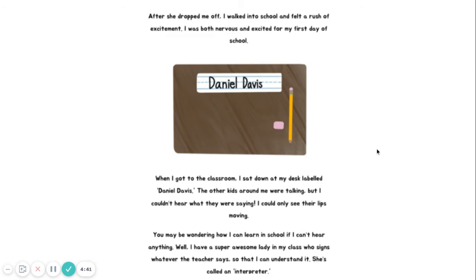When I got to the classroom, I sat down at my desk labeled Daniel Davis. The other kids around me were talking, but I couldn't hear what they were saying. I could only see their lips moving. So imagine walking into a classroom full of other kids and not even knowing what they're saying. All you see is their lips moving. It's kind of scary, right? So Daniel must be feeling very scared right now. You may be wondering how I can learn in school if I can't hear anything. Well, I have a super awesome lady in my class who signs whatever the teacher says so that I can understand it. She's called an interpreter.